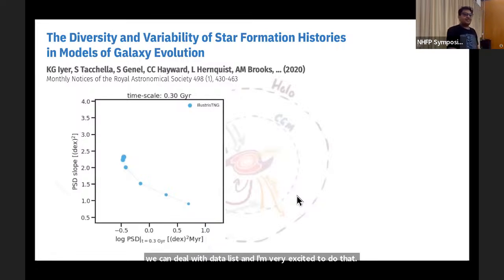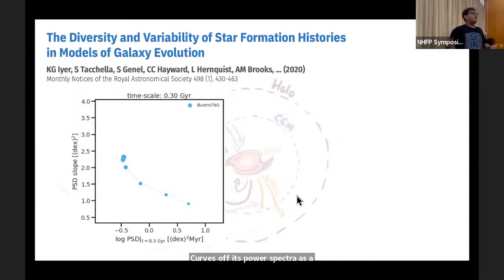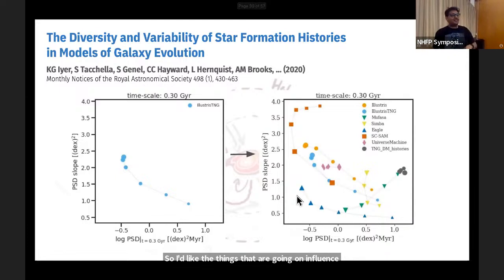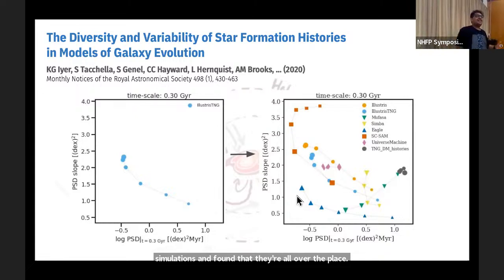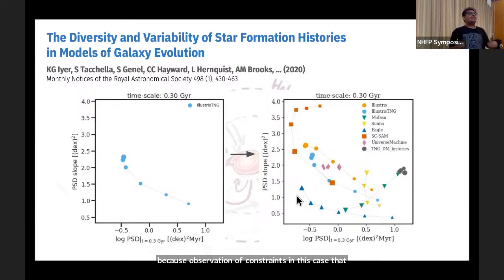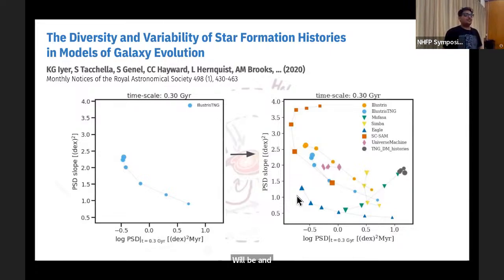One of the reasons I'm excited is because I was looking a few years back at a simulation where I computed curves of its power spectra as a function of stellar mass. And I was seeing these really neat features, and I thought, oh, I can connect that to physics, right? Like the things that are going on influence how bursty star formation is. And then as a sanity check, I looked at a bunch of other simulations and found that they're all over the place. So this made me sad because I couldn't make any direct conclusions in that paper, but it made me happy because observational constraints in this space that we'll get from these kinds of ensemble observations will be an entirely novel constraint that people aren't using so far to tune feedback across a range of redshifts.